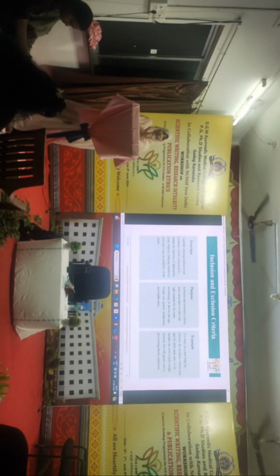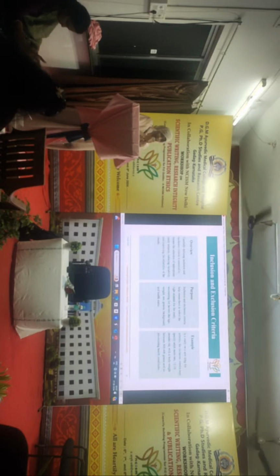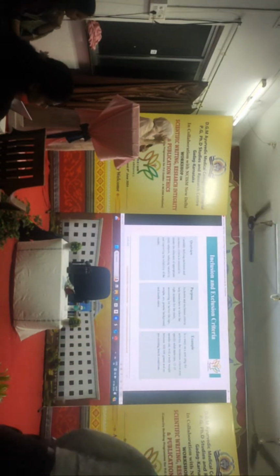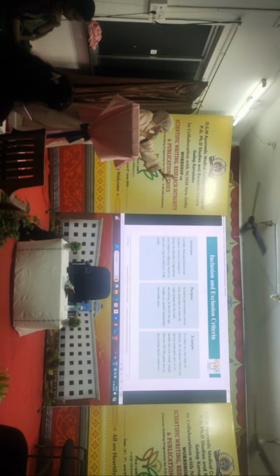Inclusion and exclusion criteria. It is very, very important. Which animal models you are including in the trial and which animal models you will exclude from the trial, it has to be given. For example, you can just see the example.